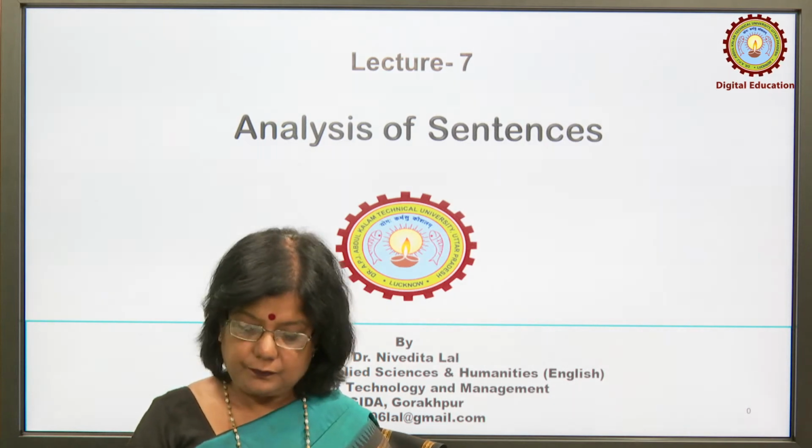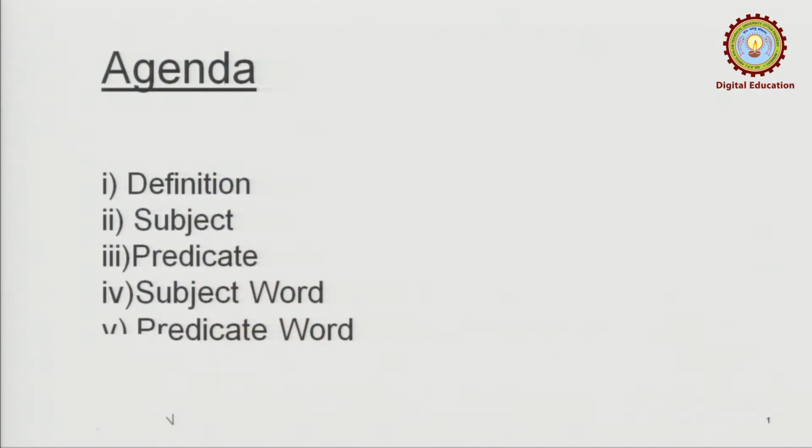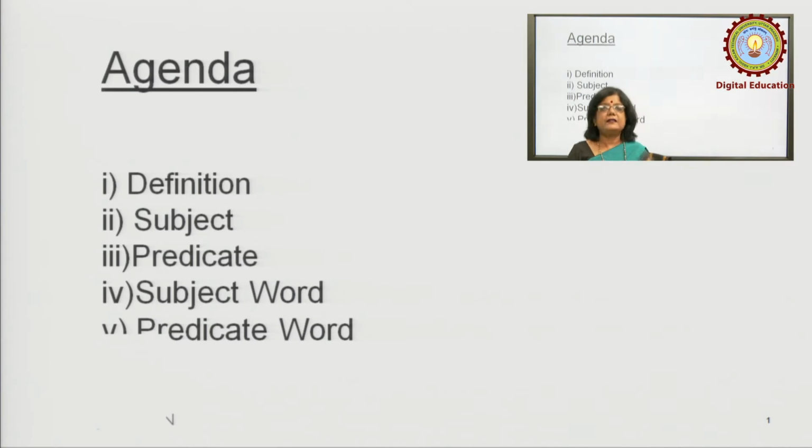Now, the agenda prepared for this topic is, first we will go for the definition, then we will see subject and predicate, because understanding this sentence structure, it should be very clear to you what is a subject. Though it is very simple, sometimes when the sentences become long or indirect speech or passive voice enters, the students get confused. So there should be a very clear concept about what is a subject, what is a predicate, and then we will move forward to subject word and predicate word.